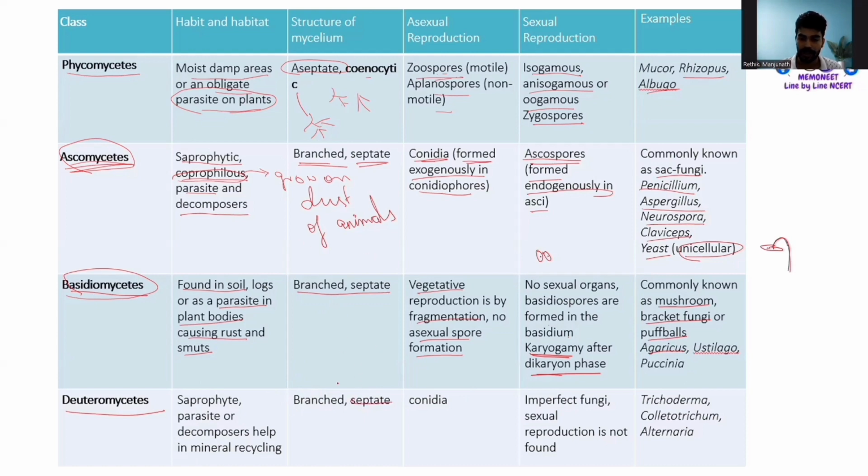Okay. So, coming to the asexual mode of reproduction, it is by the formation of conidia. In the sexual mode of reproduction, they are normally imperfect fungi, so sexual reproduction is not seen here. The examples are Trichoderma, Colletotrichum, then Alternaria. Okay, these are the examples of the deuteromycetes.